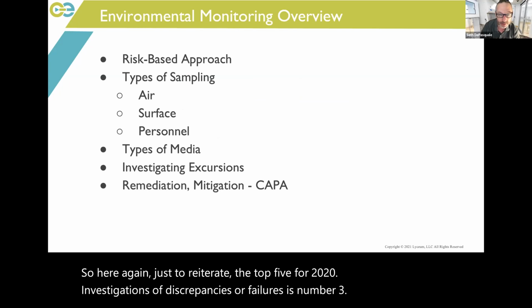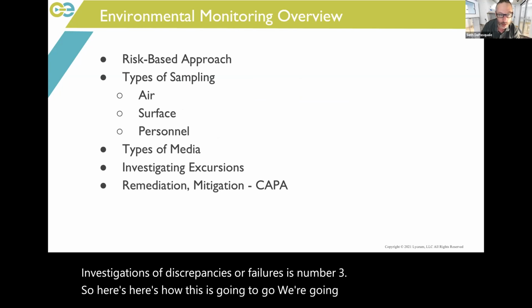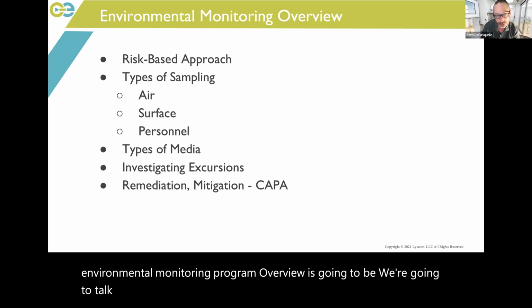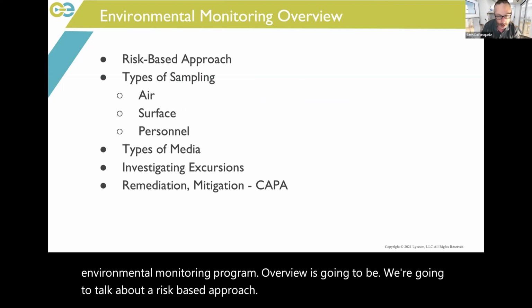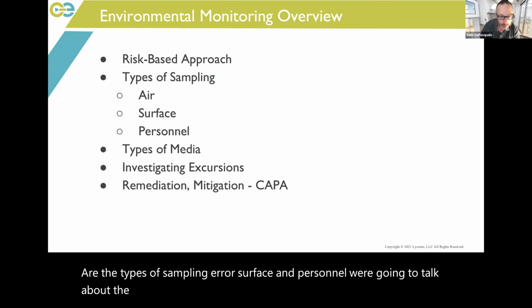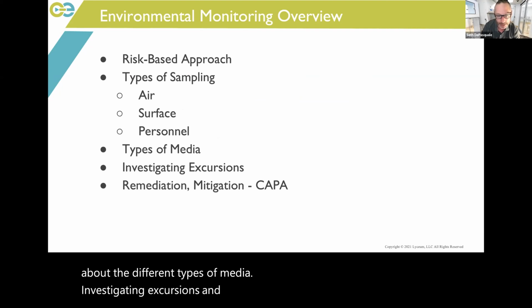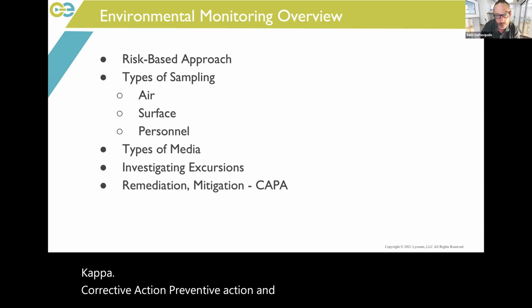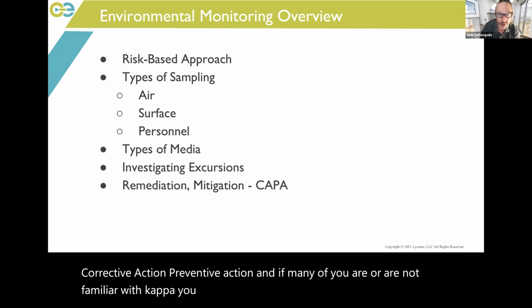So here's how this is going to go. We're going to go through our environmental monitoring program overview. We're going to talk about a risk-based approach, the types of sampling: air, surface, and personnel. We're going to talk about the different types of media, investigating excursions, and then remediation and mitigation by way of CAPA, corrective action, preventative action. And if many of you are not familiar with CAPA, you hopefully will be very well versed in it by the end of this.